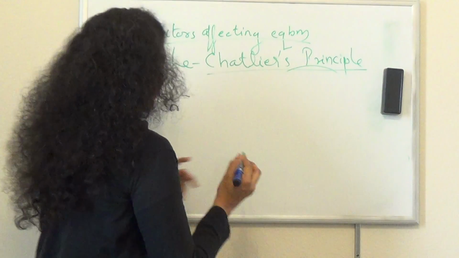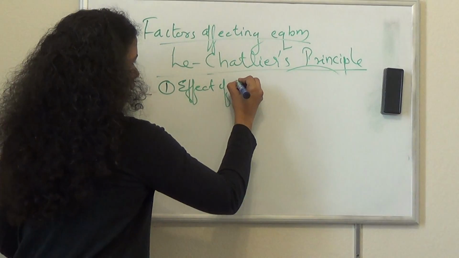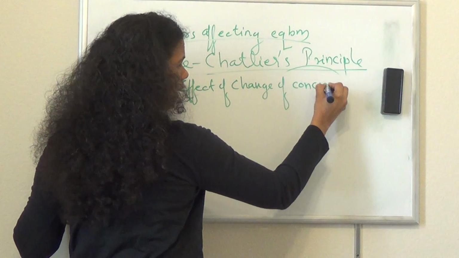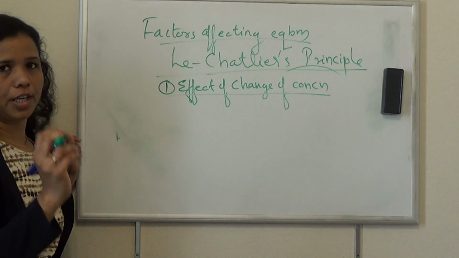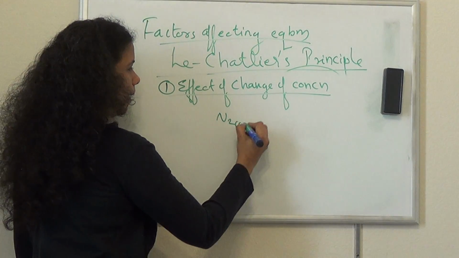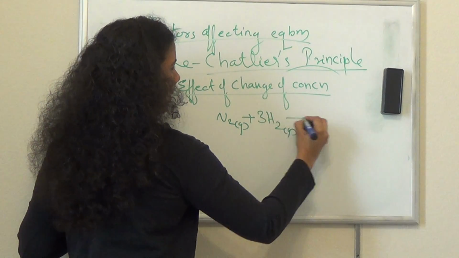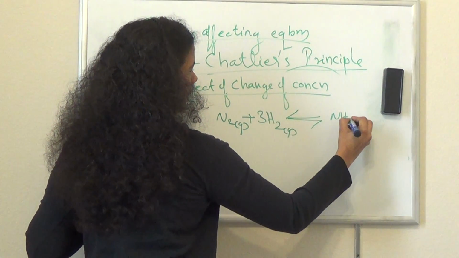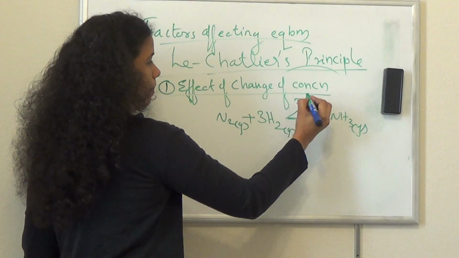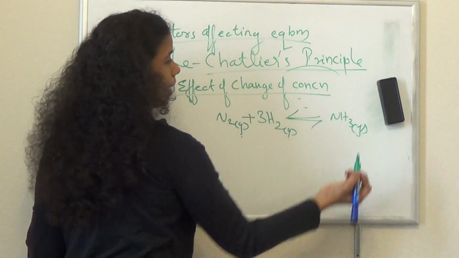So first we will consider the effect of change of concentration, either of the reactants or products. For that we have to consider an example. We'll take an example. Nitrogen gas combines with hydrogen gas to give NH3 gas. It is called Haber process. It takes place in presence of a catalyst called spongy iron. Here all the reactants are in gaseous state.